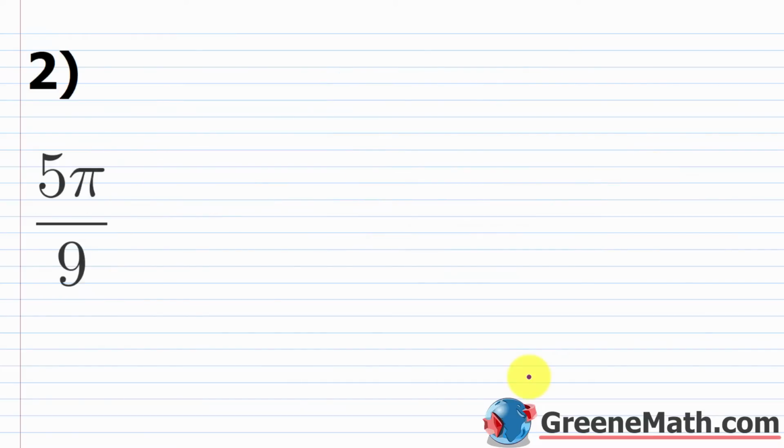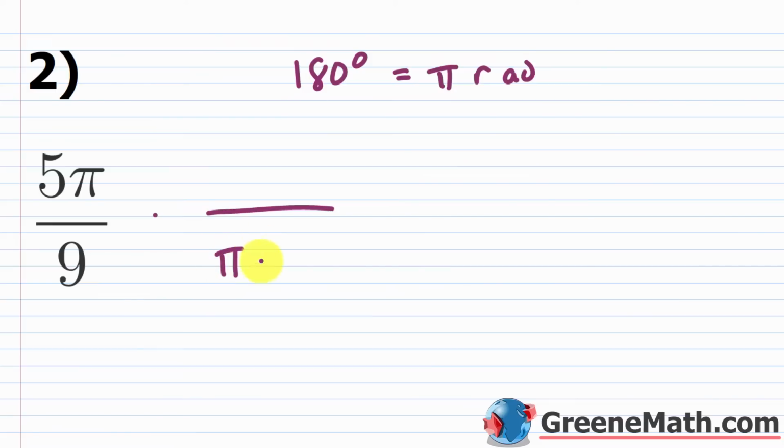Okay, let's look at problem number 2. So now we have 5 pi over 9. So let me write this relationship again and just keep writing it. It's something you're going to memorize very quickly. So 180 degrees is equal to pi radians. And so I don't want radians; I want to get rid of that. So again, when you multiply here, think about what you don't want and put that in the denominator. That's all you have to do. So I'm going to put pi radians down here, and I'm going to put 180 degrees up here.